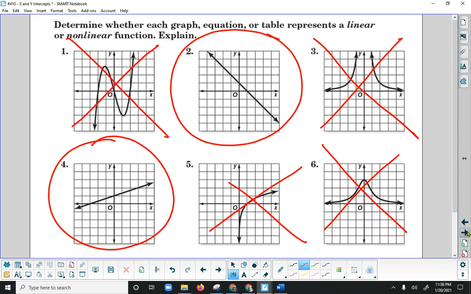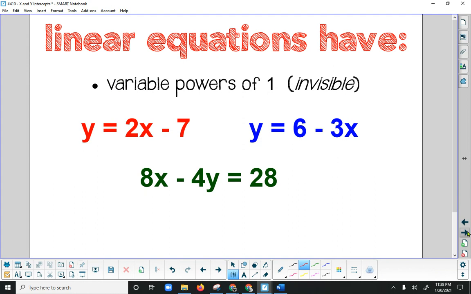Okay, let's move on to the second format. If you are looking at an actual equation or sentence of a relationship, you can tell that it's linear if both the x and y variables have powers of 1. That means their power is invisible. These are all examples of linear functions. As soon as I change the power, it's no longer linear.